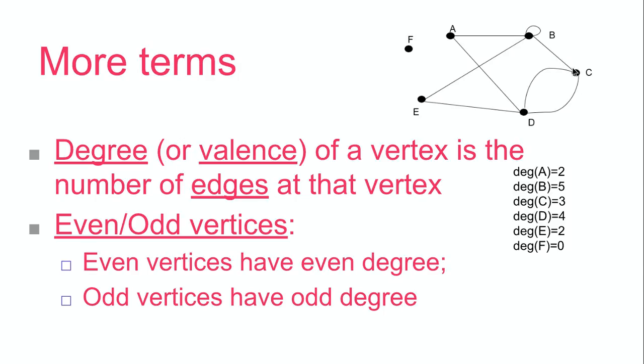Vertex C has 3 edges, so the degree is 3, which makes that an odd vertex. The vertex D, the degree is 4. There are 4 edges coming out of vertex D, making that an even degree, an even vertex. E also has a degree of 2, making that an even vertex. And then F has a degree of 0 because it has no edges connected to it. It is an isolated vertex.